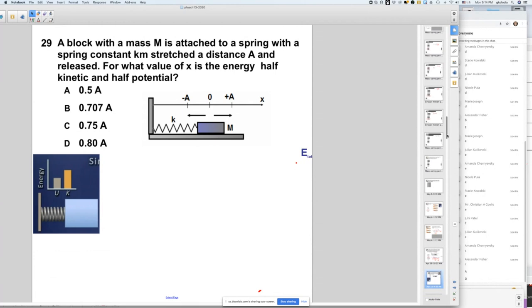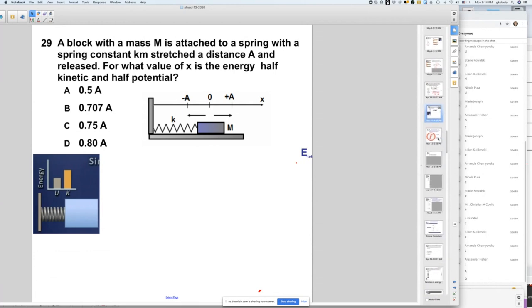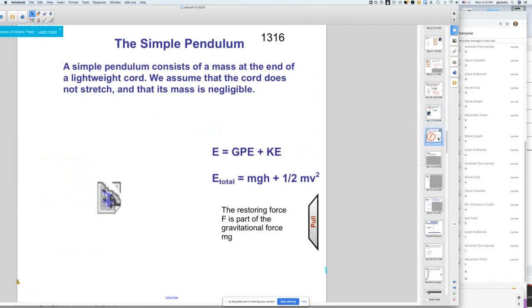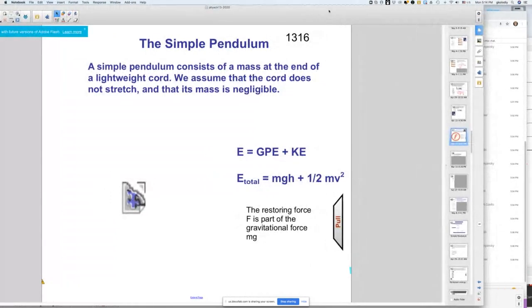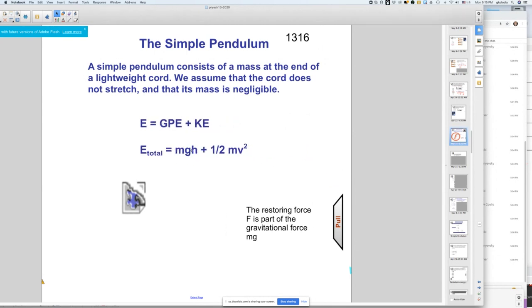Okay, so this is the one we just did. I'm going to do it again. So now we're going to go up to the simple pendulum. A simple pendulum consists of a mass at the end of a lightweight cord, in other words, a string that basically has no mass. We assume that it has no mass and also does not stretch. So basically, in the pendulum, we're going to have a little bit later conservation of energy.